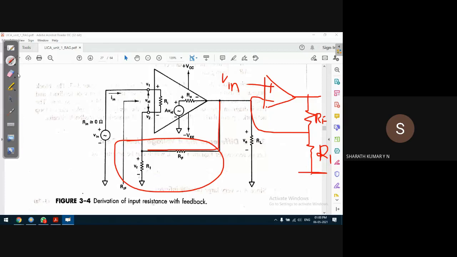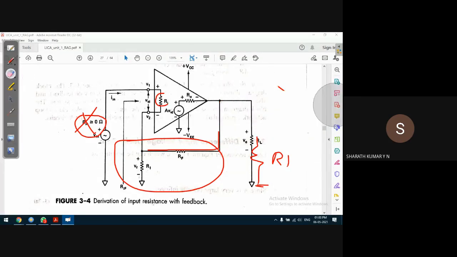Some authors write it with R1 drawn like this, and from this junction they give it to ground. One and the same, another way of representing. So in this condition, what happens to the effective input resistance? Not this one, sorry, this one. What happens to this RA in the presence of the feedback network?